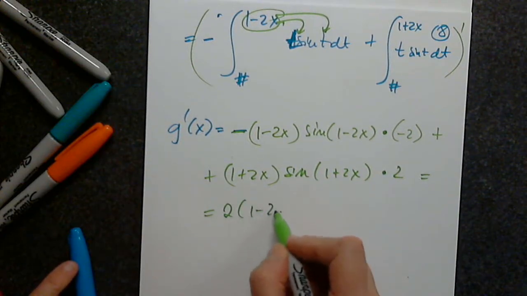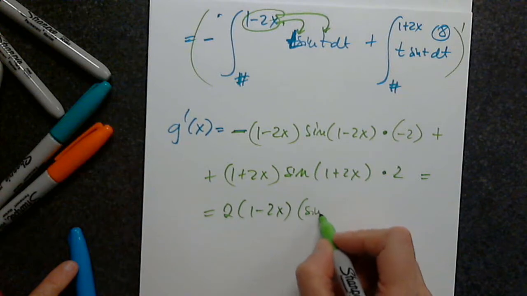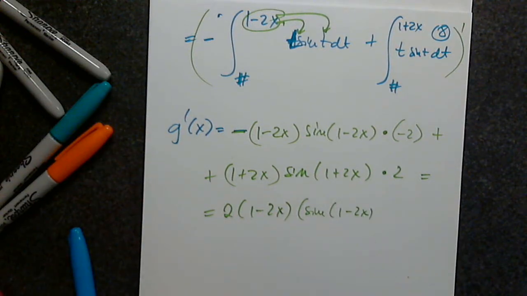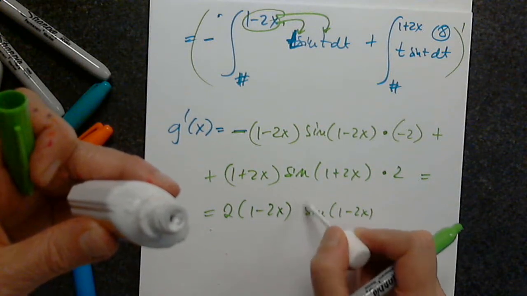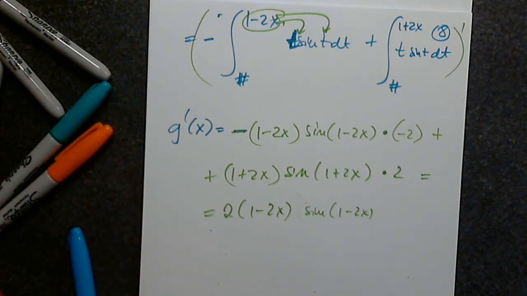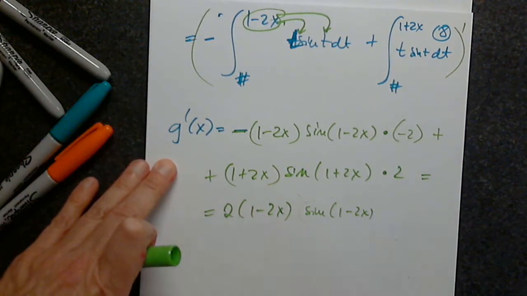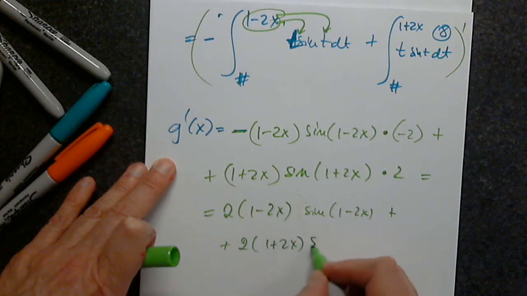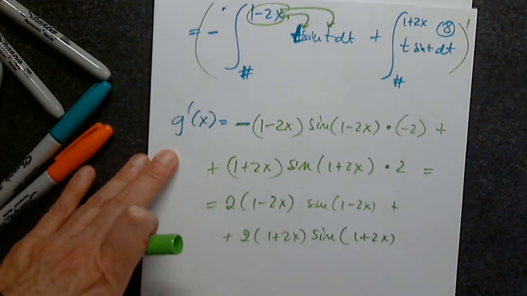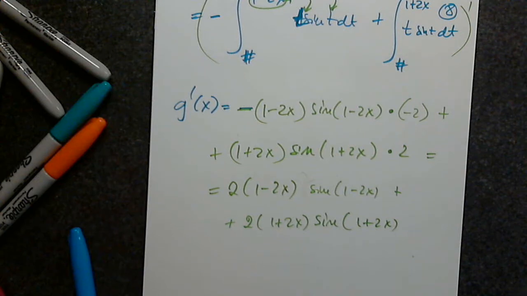So 2, 1 minus 2x, sine 1 minus 2x. I don't need the first parenthesis in here. Sorry about that. Plus 2, 1 plus 2x, sine 1 plus 2x. That's it. This is the derivative of that function given in the form of an integral with limits of integration that are functions themselves.